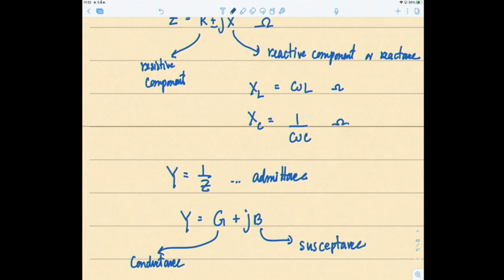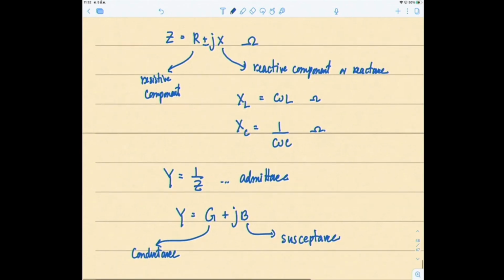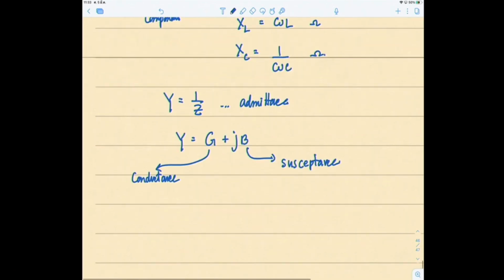Okay, so impedance consists of the resistive component and the reactive component, X. So this is a new term you have to know. X is called the reactive component or reactance. From now on, in AC we will deal with impedance, and all the rules of circuit analysis you have learned before apply.